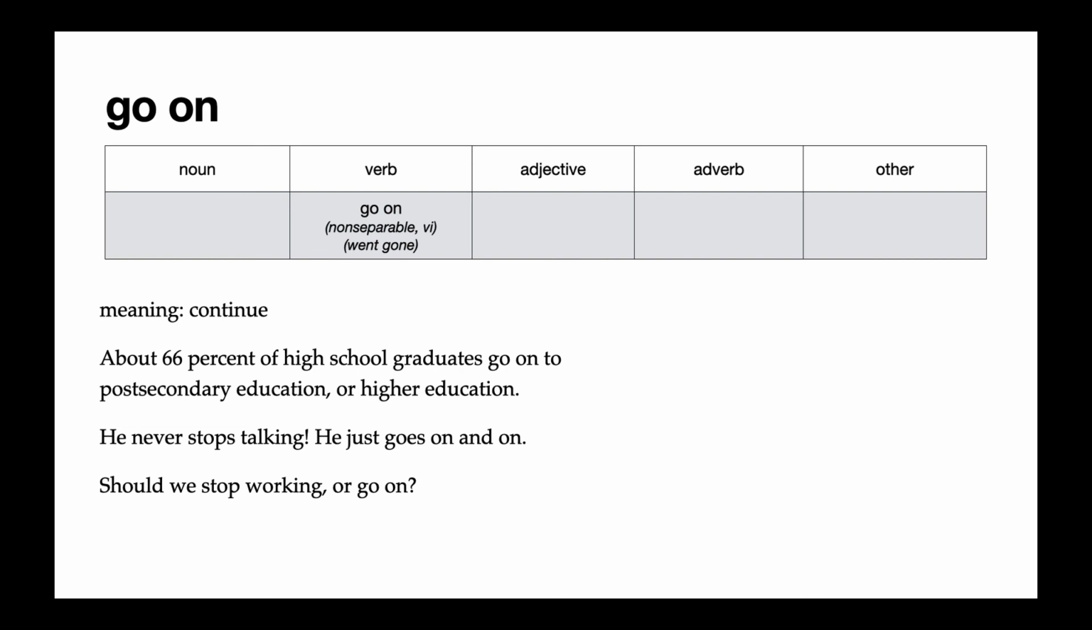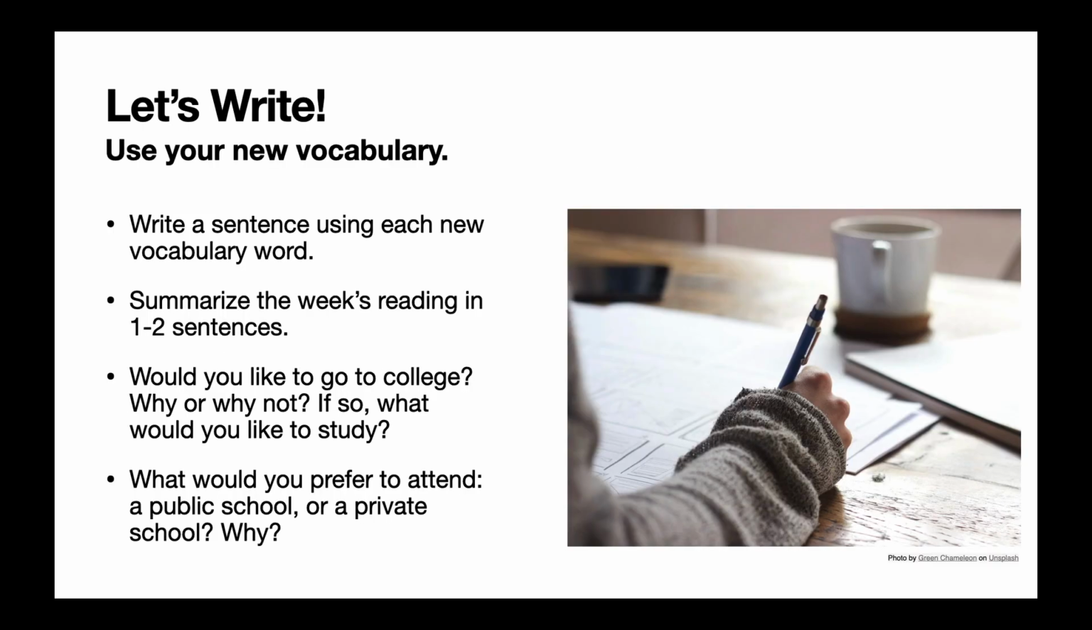In our second example, it says he never stops talking, he just goes on and on. That means he just keeps talking, he continues. And our last example says, should we stop working or go on? So remember that go is an irregular verb, our past tense is went, and our past participle is gone. So that's our vocabulary for class 14.